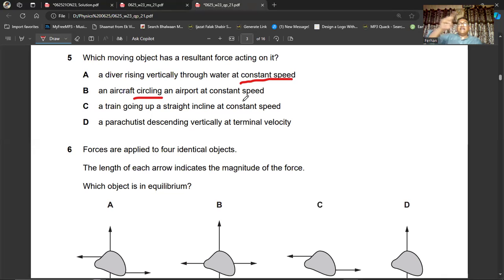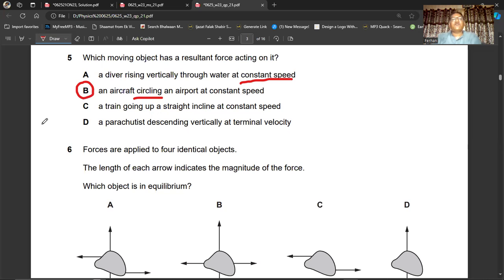When you move in a circle, remember this, although your speed is constant, because you are moving in a circle, the direction of your motion is constantly changing. So whenever you are moving in a circle, there is a resultant force acting on you, which is directed towards the center of that circle. So B has a resultant force.